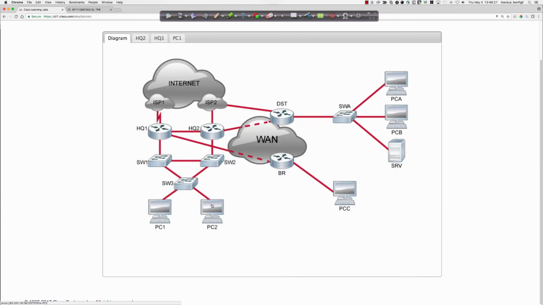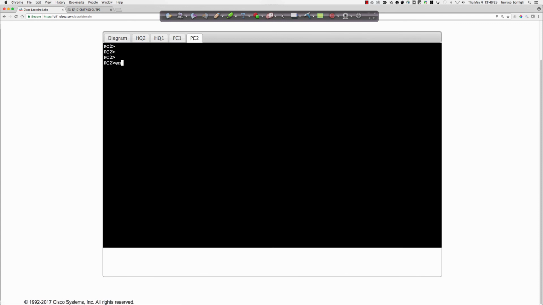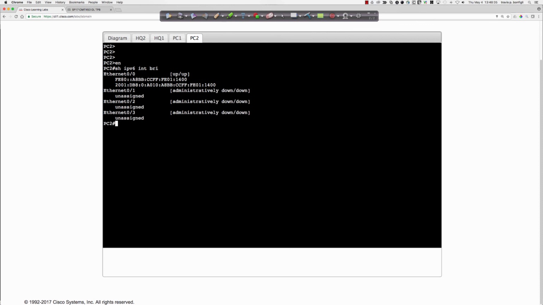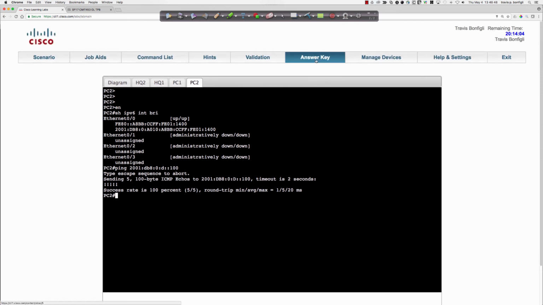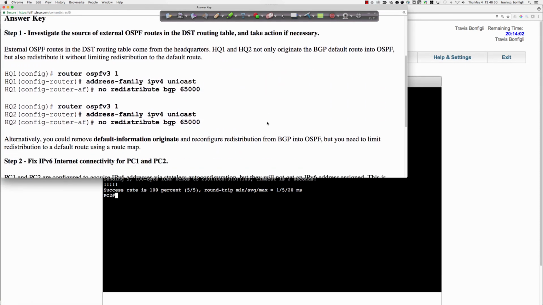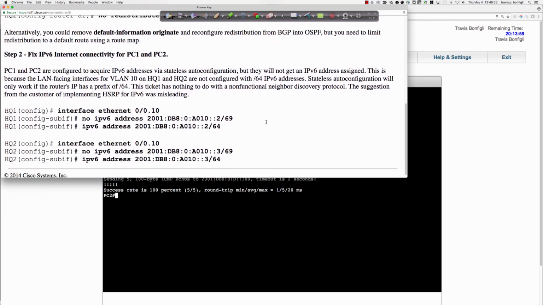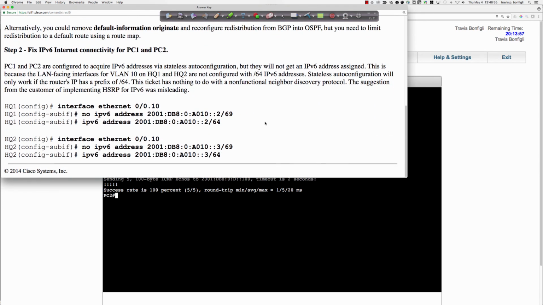Let me go ahead. We'll check out PC2 here. Show IPv6 interface brief. And we've got it. So can we ping out to 2001:db8:0:delta::100? All right, so that solved it, and I'm going to pull the answer key up. I typically don't do this, but I'm curious what it says.